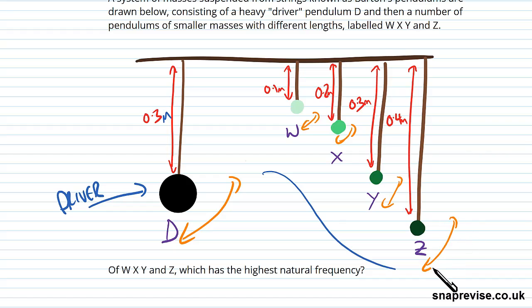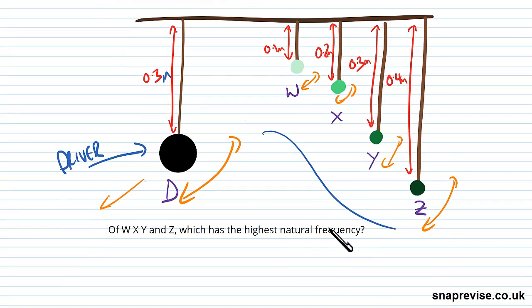however they want. What we're going to see is that you pull this driver pendulum out, you displace it, and then you just let it go. It's not a forced oscillation for this driver, it just swings at its natural frequency, but we'll see in a second what happens to these other pendulums when we do that. So of W, X, Y, and Z, which one of these has the highest natural frequency is our first question.